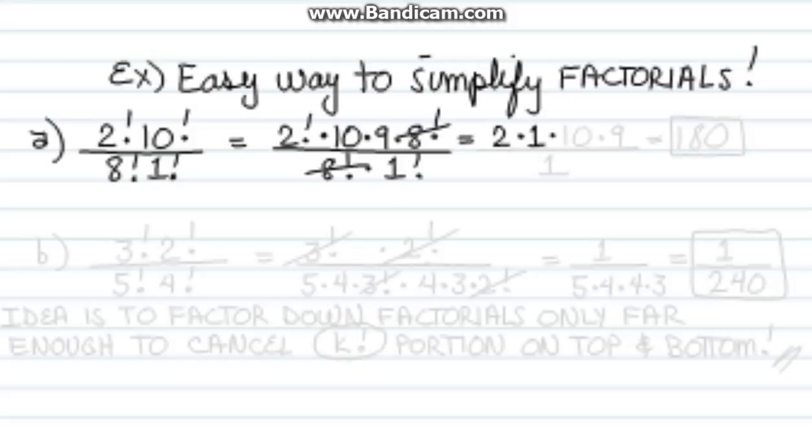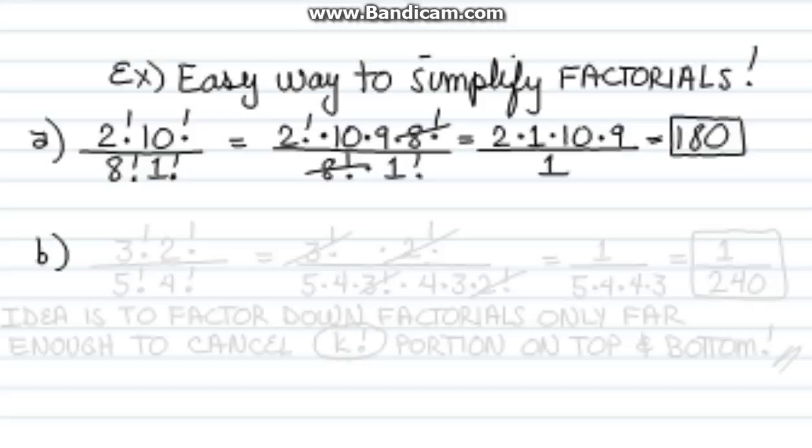And I have, look, I'm expanding the 2 factorial on the top. And upstairs we have 10 times 9 left, and that's all we have left on top. On the bottom we have 1 factorial, which is just equal to 1. So now simplify the fraction. You multiply across the top, you get 180 over 1, which is 180.